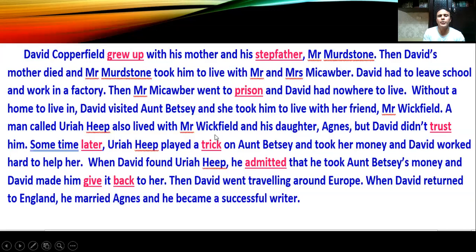David Copperfield grew up with his mother and his stepfather. You know that he was an orphan, but here grew up. What does grew up mean? It means became or got older. But when I say, for example, this tree grew a lot, grew bigger. David Copperfield grew up with his mother and his stepfather, Mr.